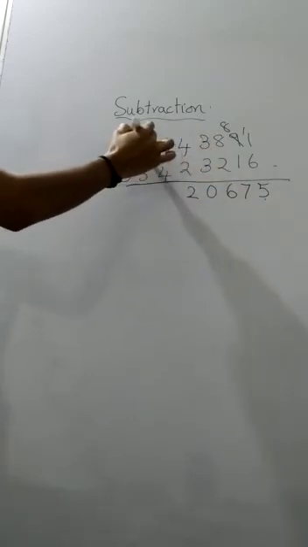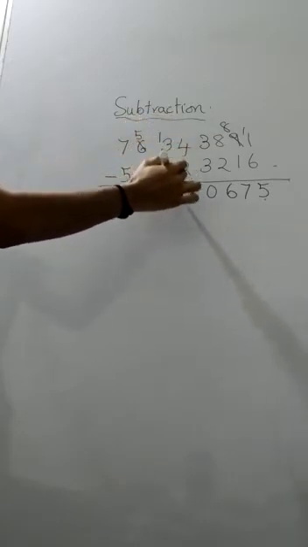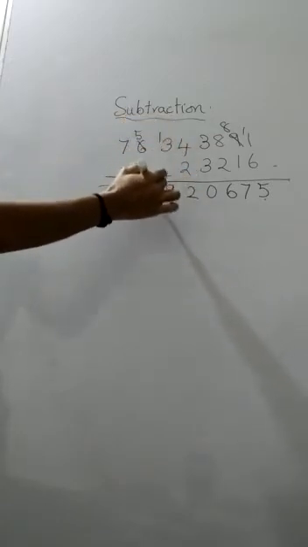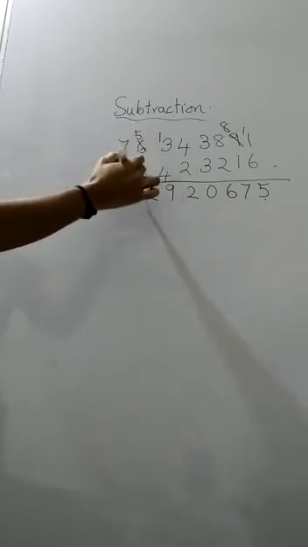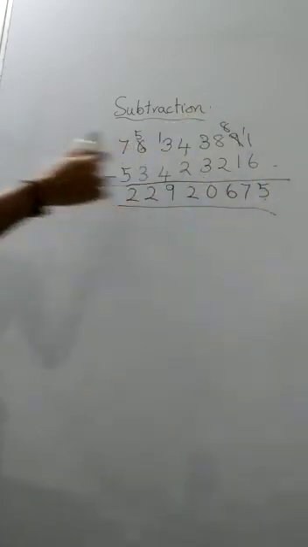3 minus 4 you can't do, so you will borrow 1 from here. Meaning 13 minus 4 will give you 9. 5 minus 3 will give you 2. And 7 minus 5 will give you 2. So this will be the difference between these two numbers.